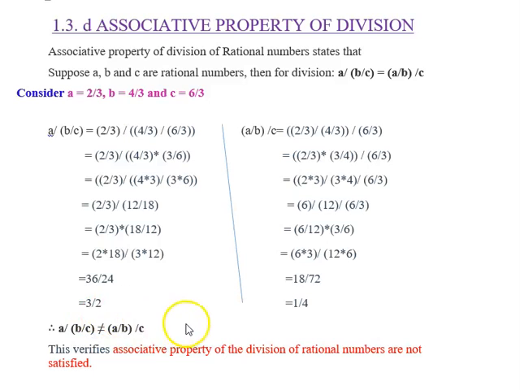So from this example, we can say that (a divided by b) divided by c is not equal to a divided by (b divided by c). So we can conclude that associative property of division of rational numbers is not satisfied.